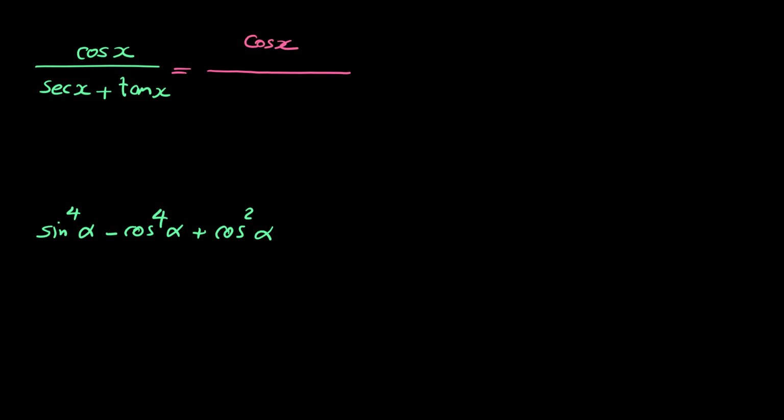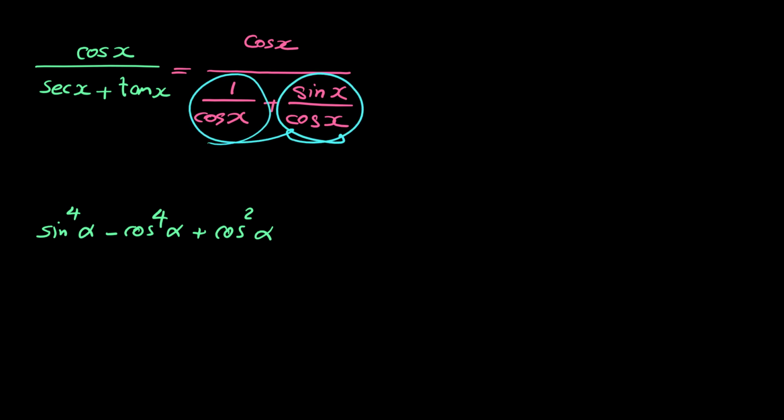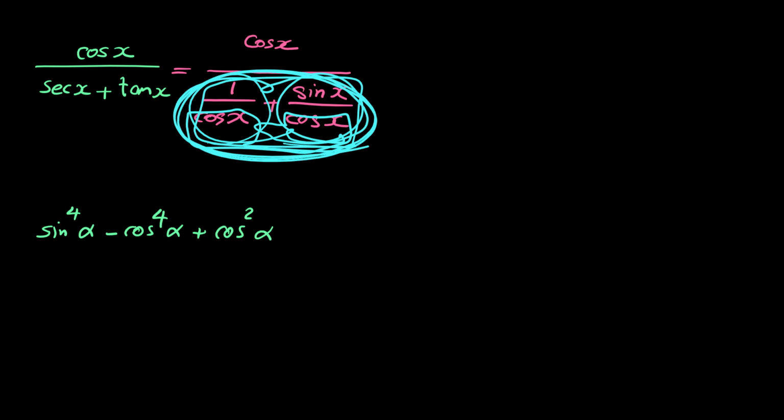Cosine x over secant reminds me of 1 over cosine. Tangent reminds me of sine over cosine. So we have cosine x over 1 over cosine x plus sine x over cosine x. First of all, note that in the denominator we have two fractions. But the good news is that these two fractions have the same denominator, so we can combine these two and write them as a single fraction.